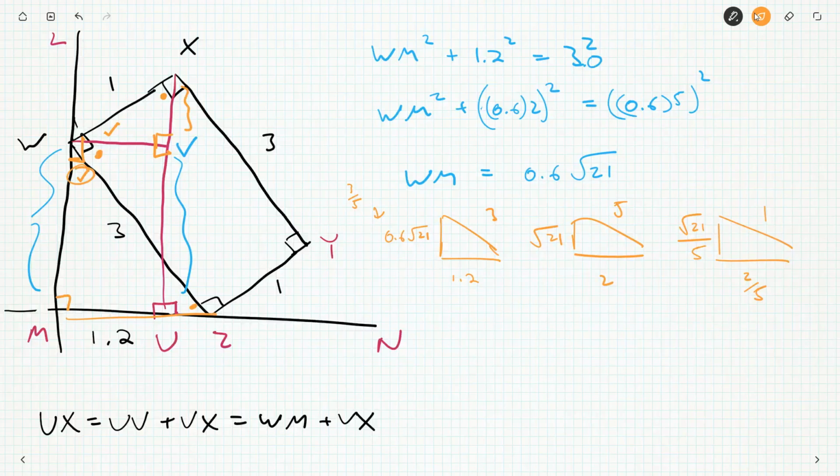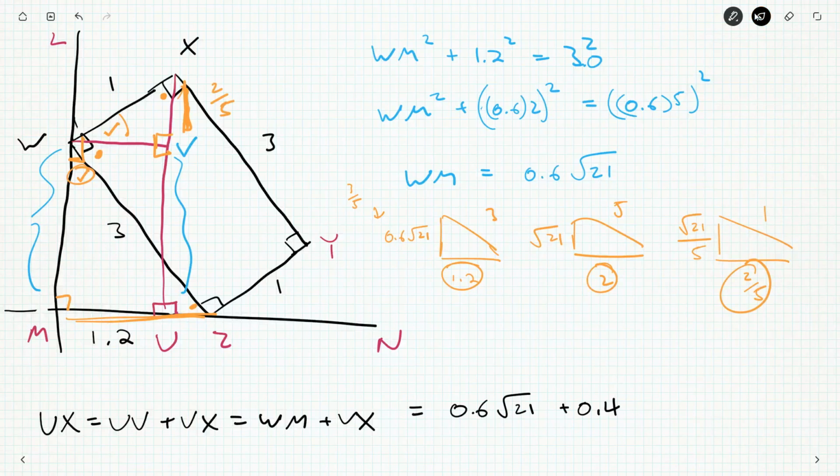My brain is making the connections. I'm just not saying the words right, which is a problem because this is a video for you, not for me. So the check mark is opposite the 1.2. So here's the check mark. So this is the 1.2 ratio side. So that's going to be the 2 over 5, or 0.4. So this is going to be 0.6 root 21 plus 0.4, which is 2/5.